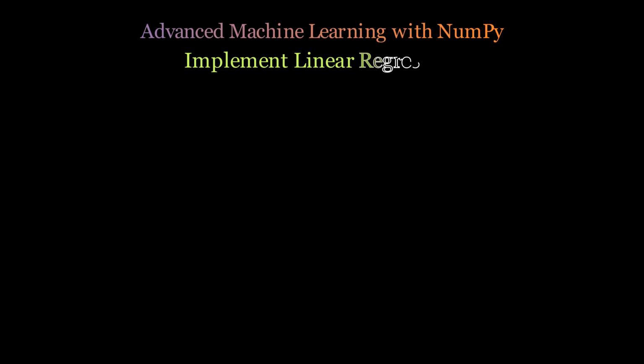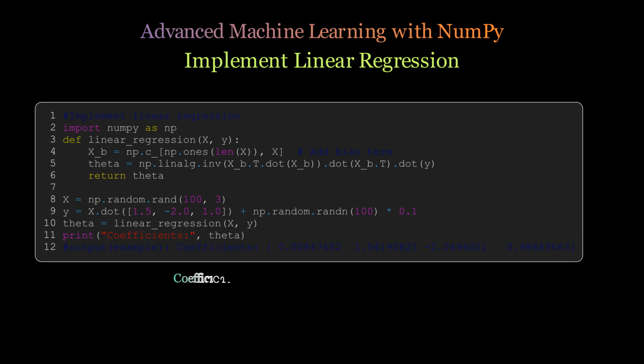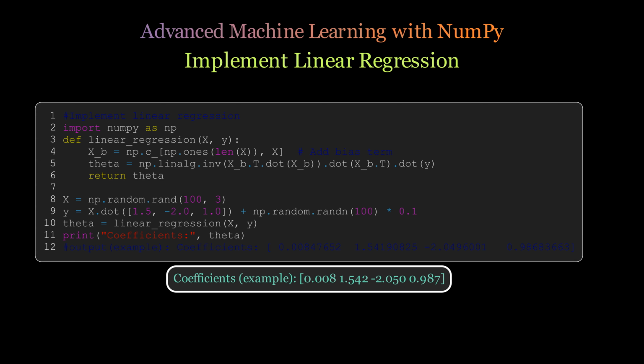Linear regression models relationships using linear combinations of features. We solve the normal equations, (XᵀX)w = Xᵀy, for optimal weights. The implementation adds a bias term and recovers near true coefficients despite added noise.